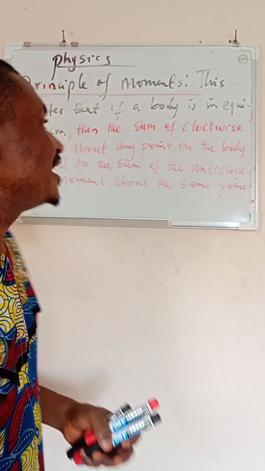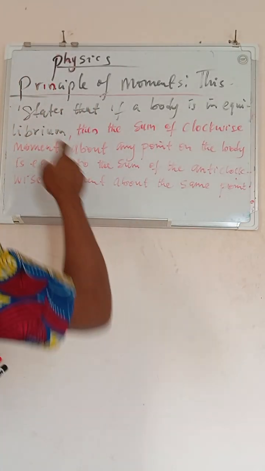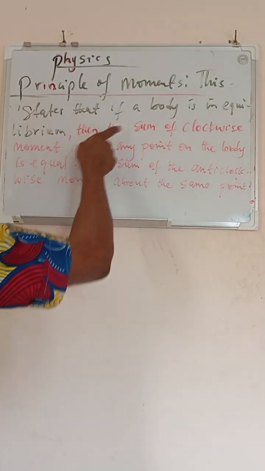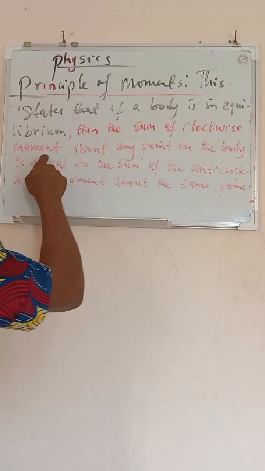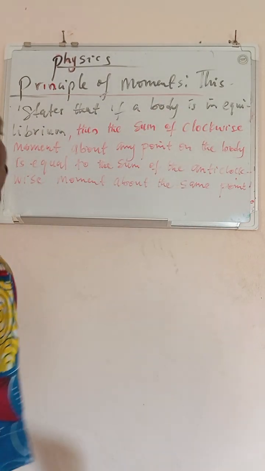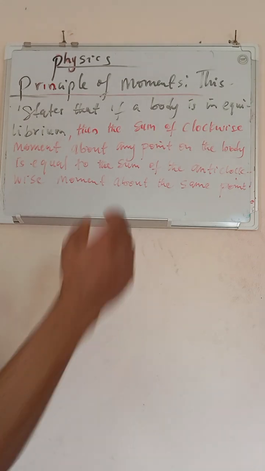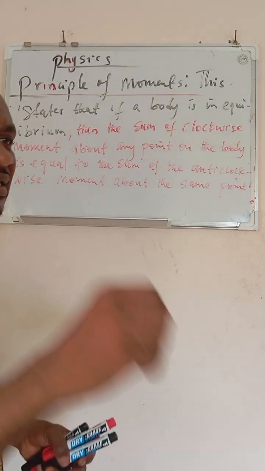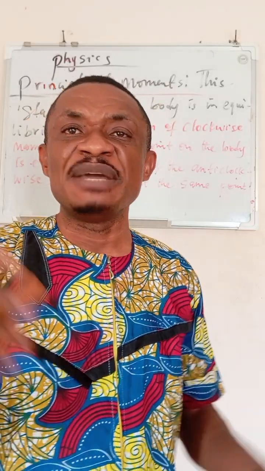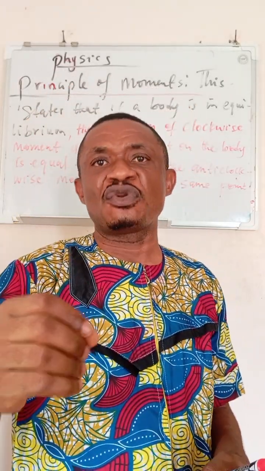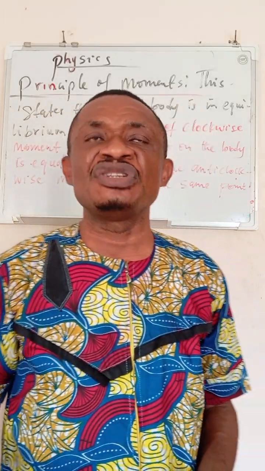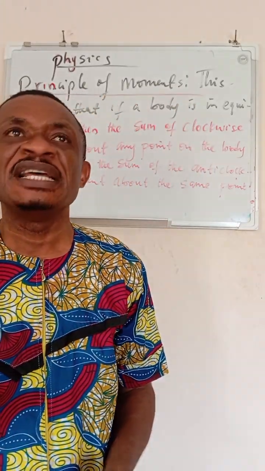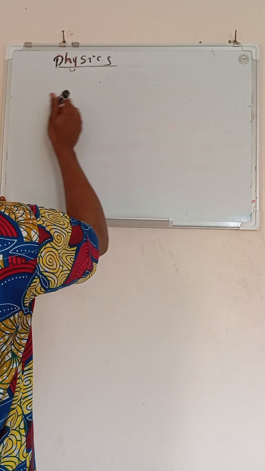So this principle states that if a body is in equilibrium, then the sum of clockwise moments about any point on the body is equal to the sum of anti-clockwise moments about the same point. That is what this principle states: when a body is in equilibrium, the sum of clockwise moments about any point on the body is equal to the sum of anti-clockwise moments. Now let me demonstrate it.